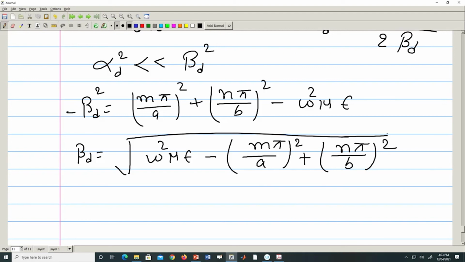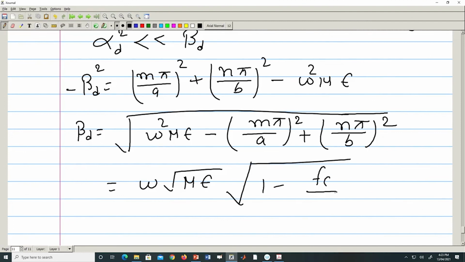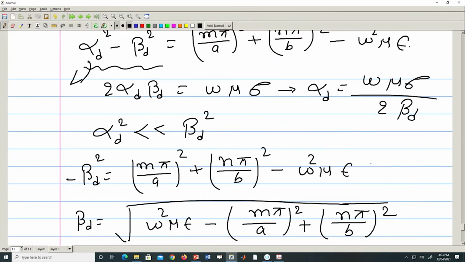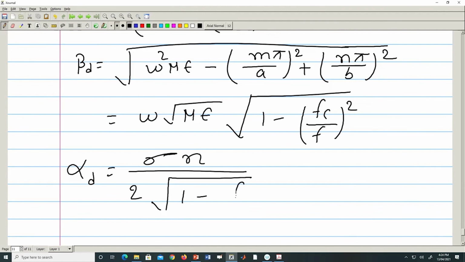So, this will be the value of beta d, and this can be written as the square root of omega square mu epsilon into 1 minus (f c upon f) whole square. From this beta d we can substitute here, and we will get alpha d as sigma eta divided by 2 times the square root of 1 minus (f c upon f) whole square.